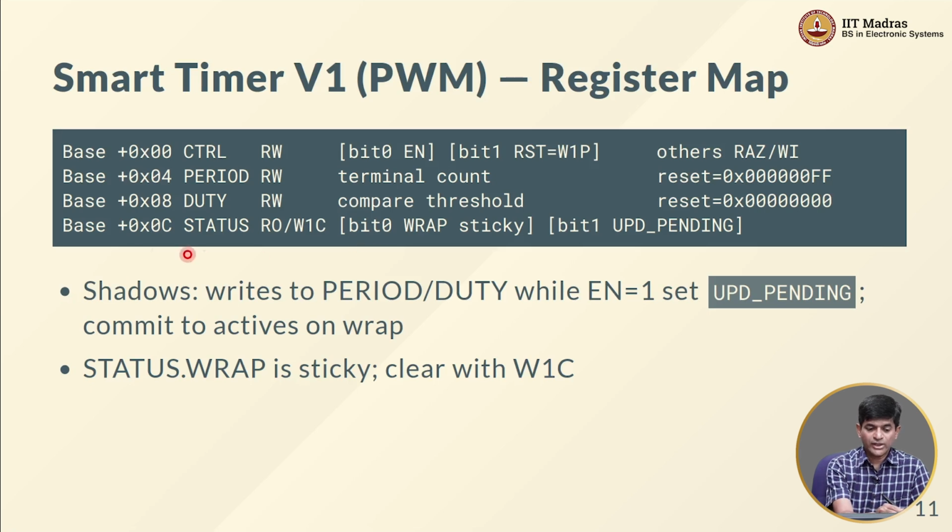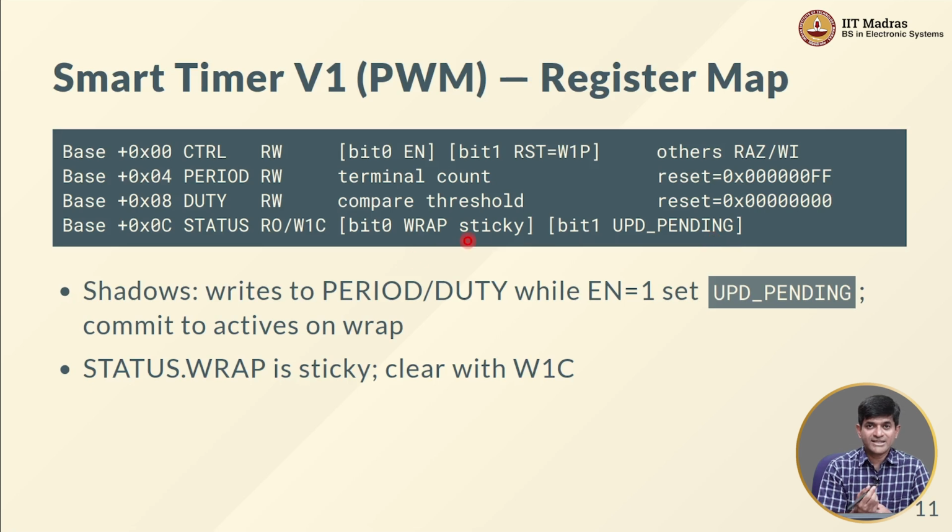So, when you read from this address location 0x0c, you will get two bits, bit 0 and bit 1, which indicate whether a wrap has occurred and whether there is an update pending. The interesting thing is this: the update pending will automatically get cleared as soon as I wrap around, because it says, okay, you have finished, you have got up to the wrap, which means your counter has gone back to 0, you can copy the values of period shadow into period active and so on, which means that you can clear this bit of update pending.